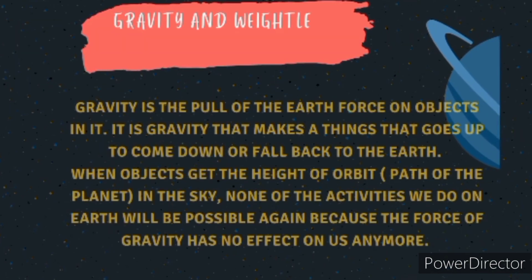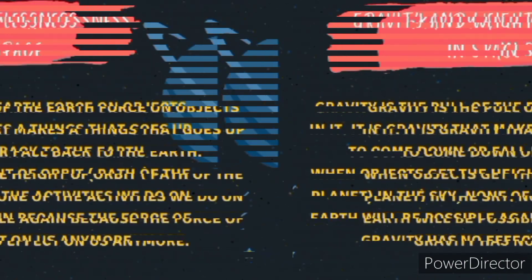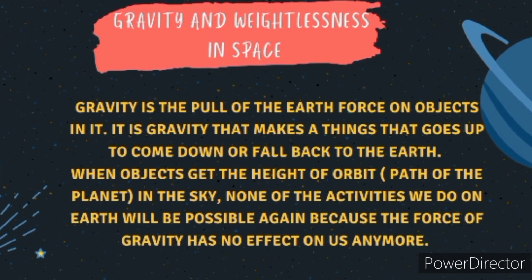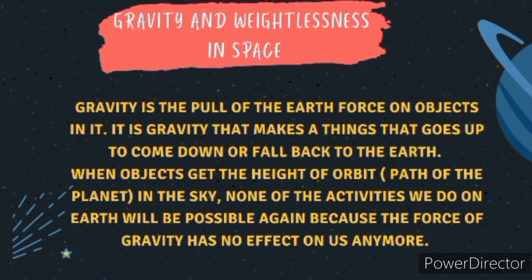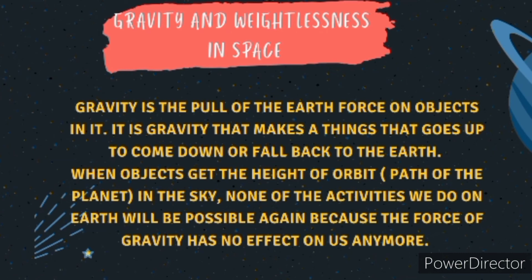Now let's look at gravity and weightlessness in space. What effect does gravity have on space? Gravity is the pull of the Earth force on objects in it. When the Earth pulls objects towards itself, we say gravity has occurred. So it is gravity that makes things that go up come down or fall back to the Earth. So if you throw anything up, the reason it will return back to you is because the Earth will pull it towards itself, and that's because gravity has taken place.